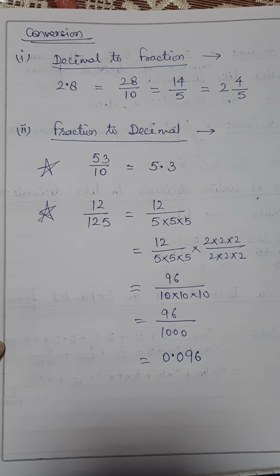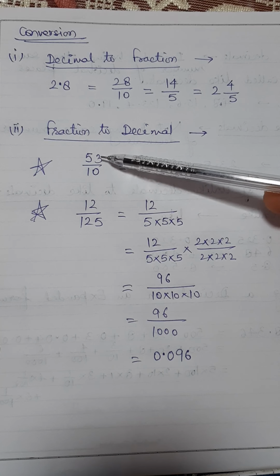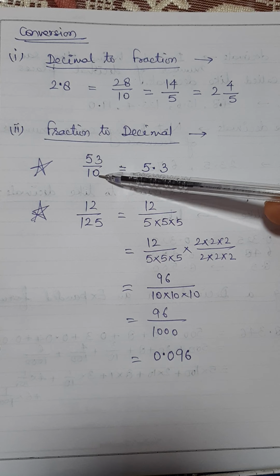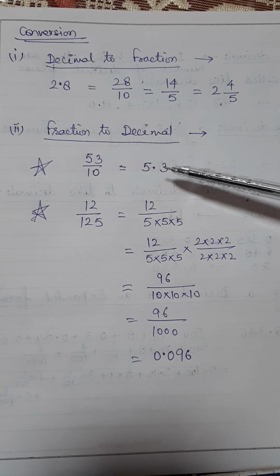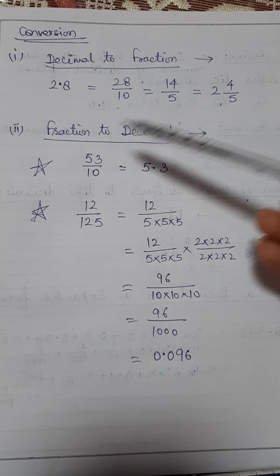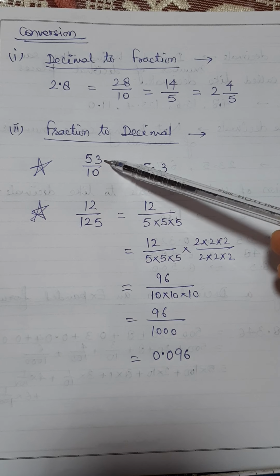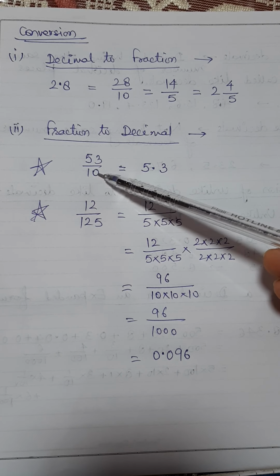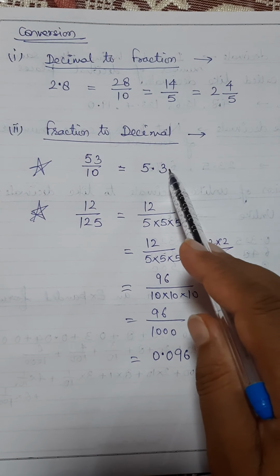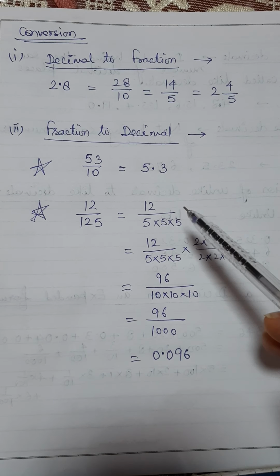Now the second part is fraction to decimal. Now we are converting fractions to decimals. So here it is given 53 over 10. Now you can see here we have 10 in the denominator. So just put the decimal before one digit, counting from the right hand side, because we have 10 in the denominator. So we have to put the decimal before one digit. So it becomes 5.3.